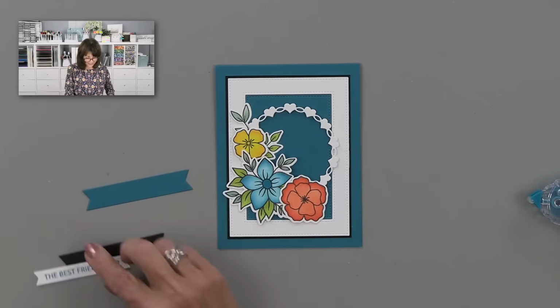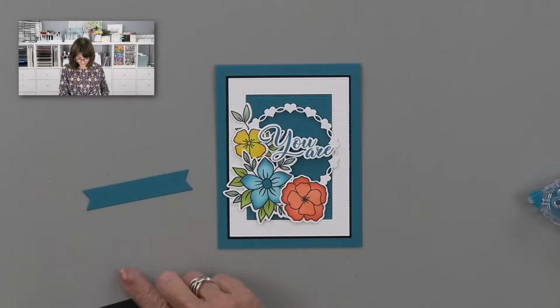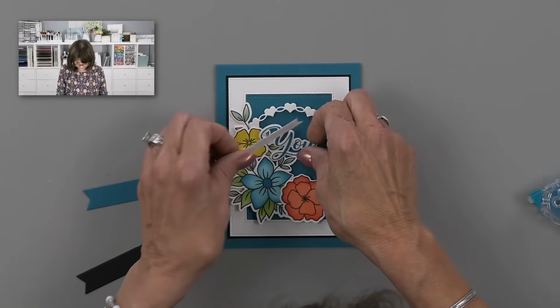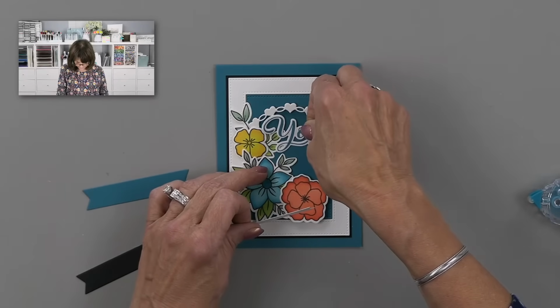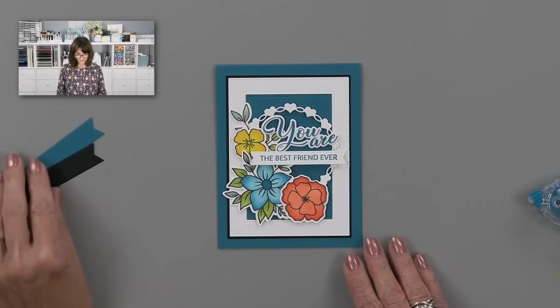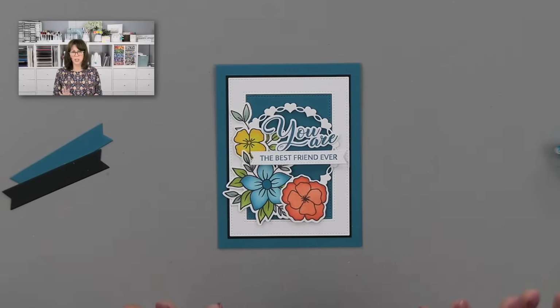Okay. Now I'm going to put "you are" pop it up right here in the center, and then I can even move that up a little bit. You are the best friend ever right there. So I don't think it needs the shadow layer. I think it would just block too much of the flowers. So I'm going to do this layout.